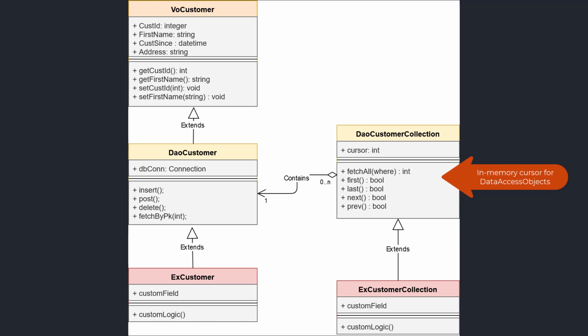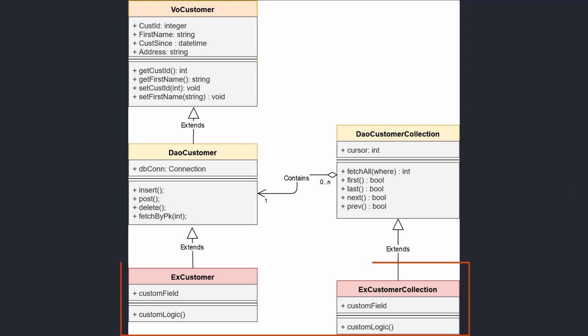The next class is DAO customer collection, which represents a collection of DAO customer. This class serves as an in-memory cursor. It contains a fetch_all method that issues a select statement against the database and holds the results of that statement in memory. Once the object is inflated with data, you can move up and down the cursor using methods like next, previous, first, and last.